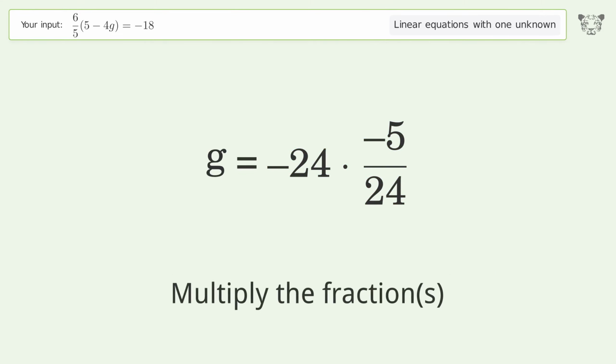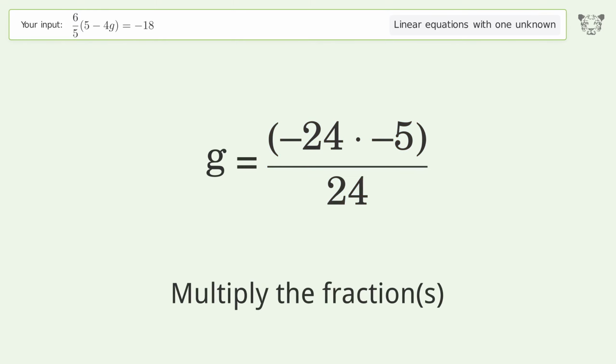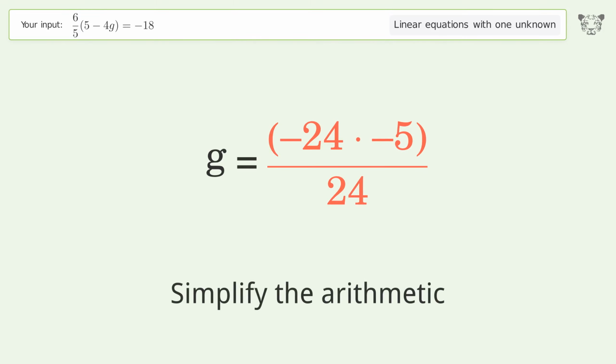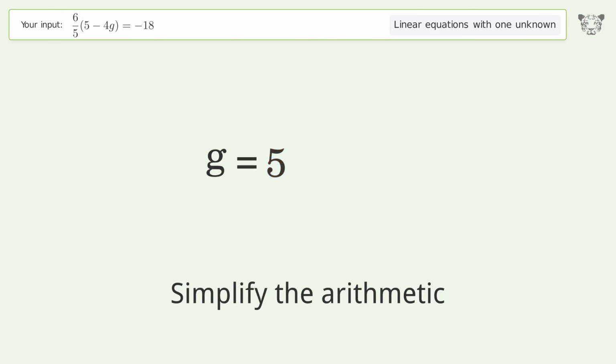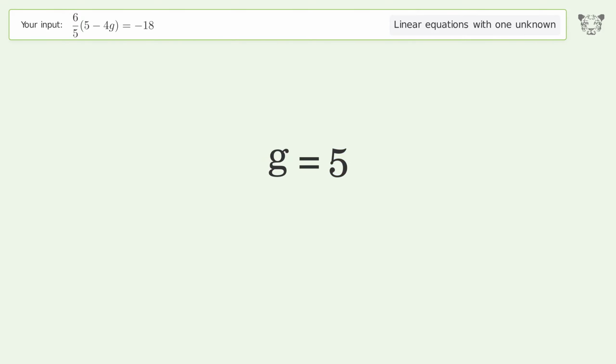Multiply the fractions. Simplify the arithmetic. And so the final result is g equals 5.